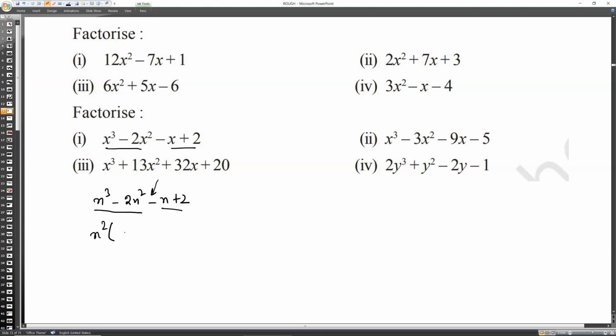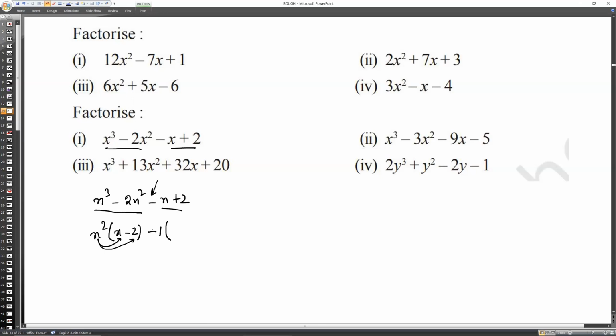You will get x minus 2. When you multiply it again, you will get x cube. When you multiply this one, you will get minus 2x square. Similarly, you have to take minus 1 as common. At least you have to take minus 1 as common. If there is nothing common, then it is minus 1.